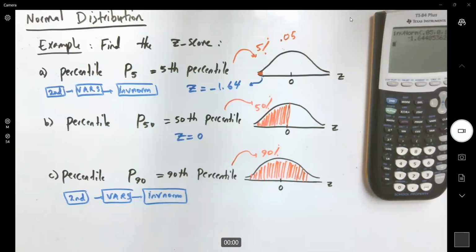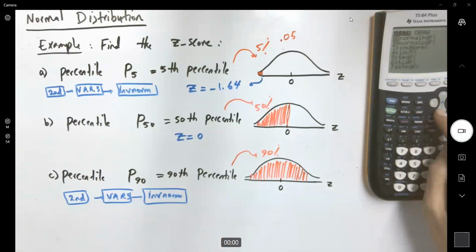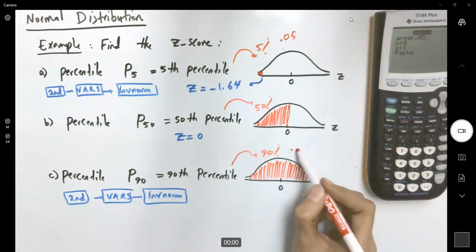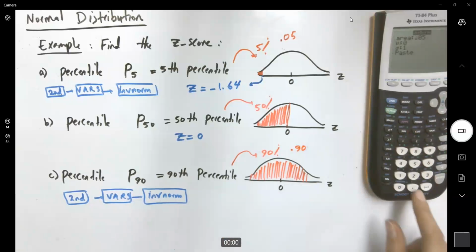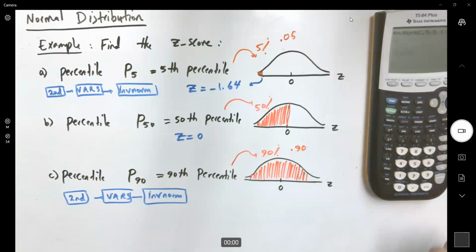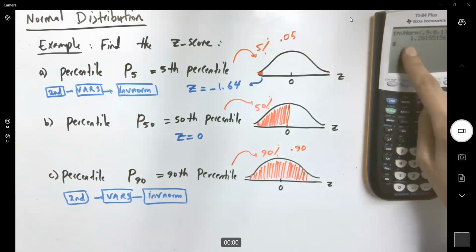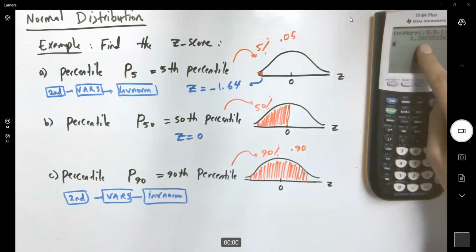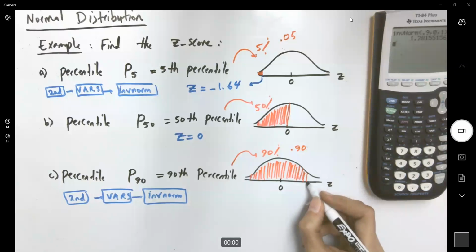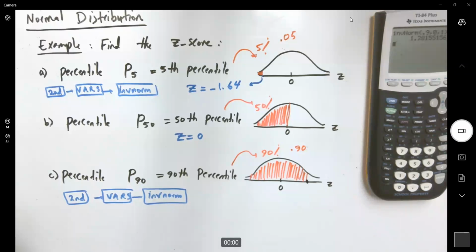Second vars, inverse norm. Now we convert this into a decimal point. 0.90, mean is 0, standard deviation is 1, and then we have the Z-score, which is 1.28. So this Z is 1.28. Very good.